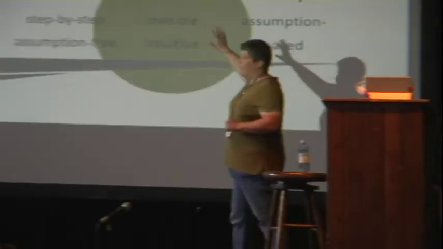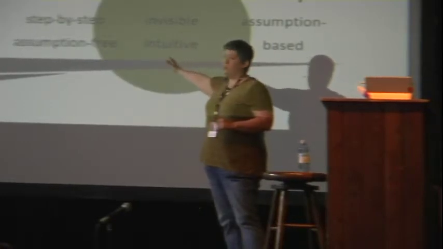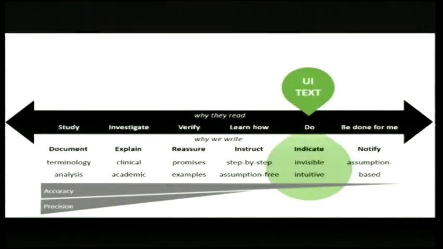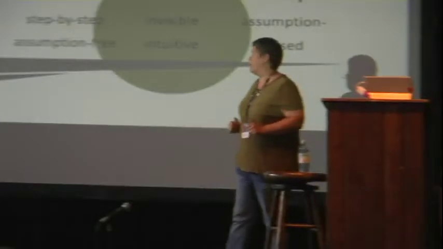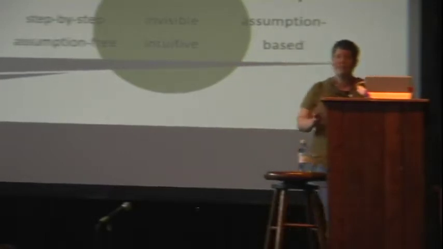We want to just indicate. We want it to be invisible. We want it to be intuitive. I have permission when I'm writing UI text to do some step-by-step instruction, to fail to make assumptions about where people are or where they're coming from, and just explain, hey, this is what needs to happen. But I also have permission to go to this other side a little bit. But most of it should be instantly forgotten.